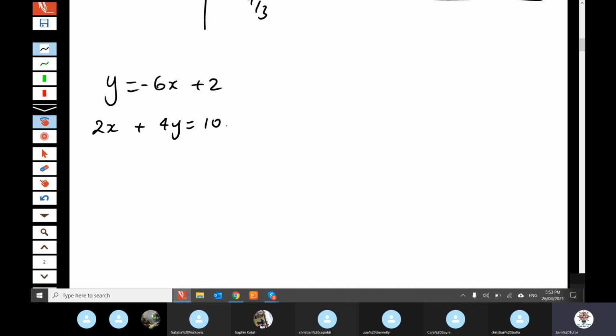Now you're looking at that and thinking, okay, which one do I do? Well, that can't be the first method because they're not both y equals. That can't be the second method because they're not in line. You make y the subject.